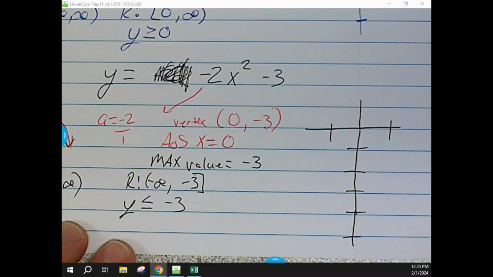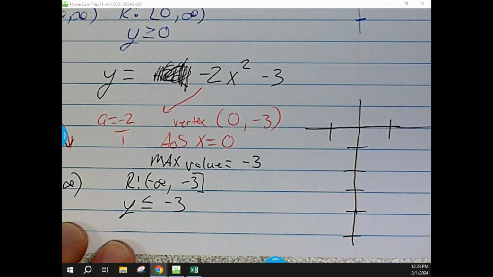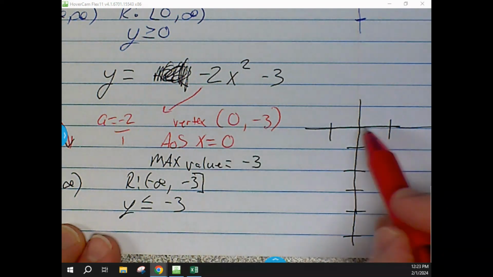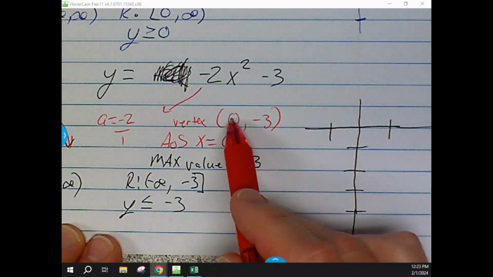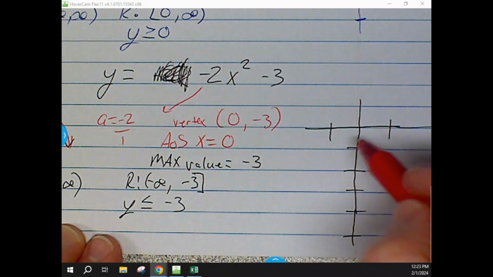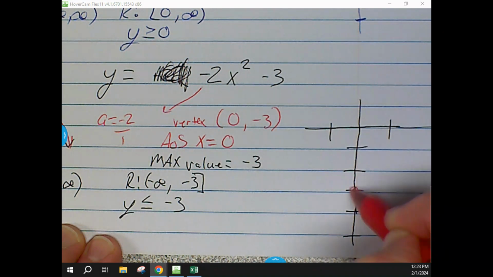Okay, so there's our x-y axis. Okay, again, start with the vertex. Vertex is at 0, negative 3, so start at 0. There's no parentheses, so there's no side-to-side movement. We're just going to go down 1, 2, 3 spaces and put that one right there.